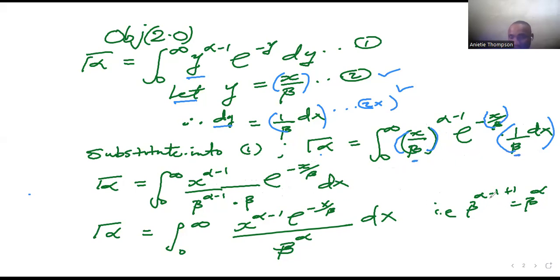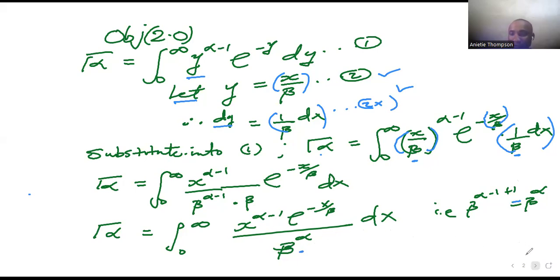So automatically you have something like beta raised to the power of alpha times beta, which is the same thing as plus 1 on the exponent. So that will give us beta raised to the power of alpha. That's how we get to here. So, and we have here.